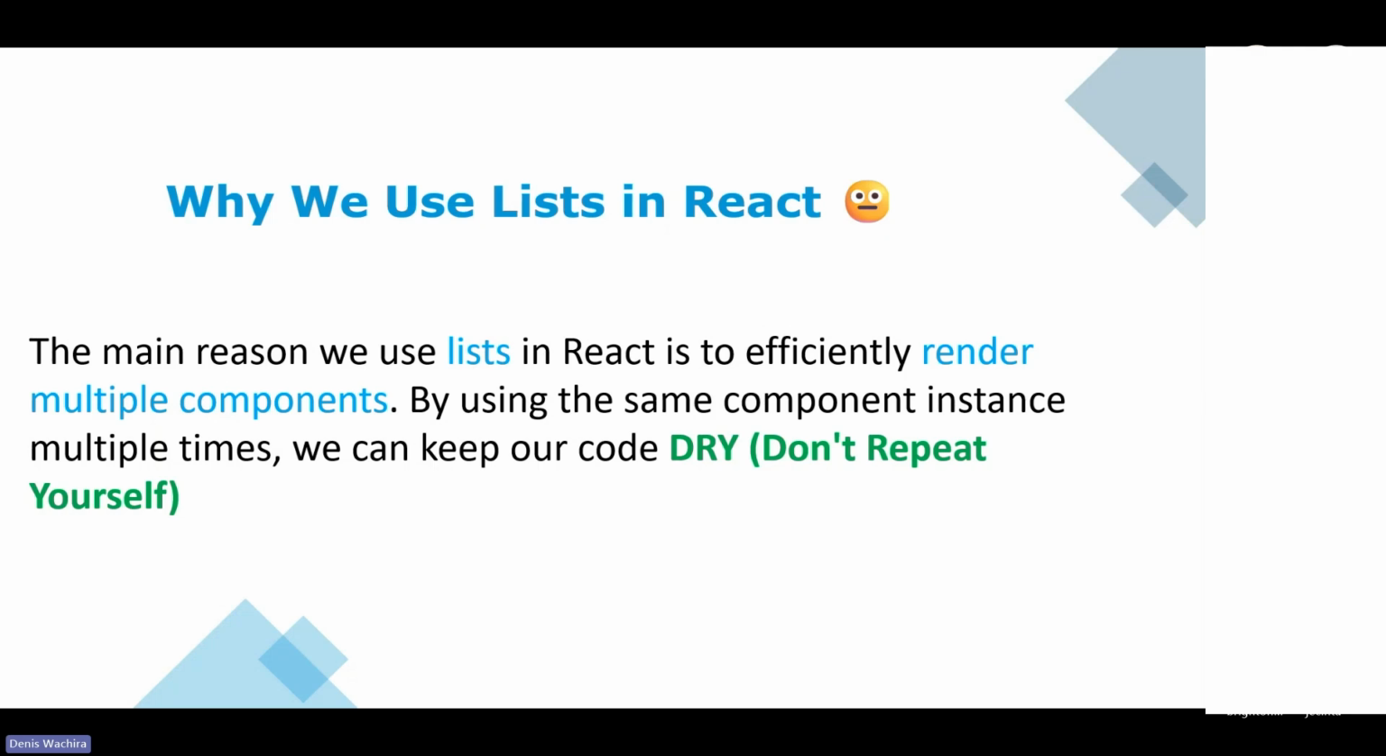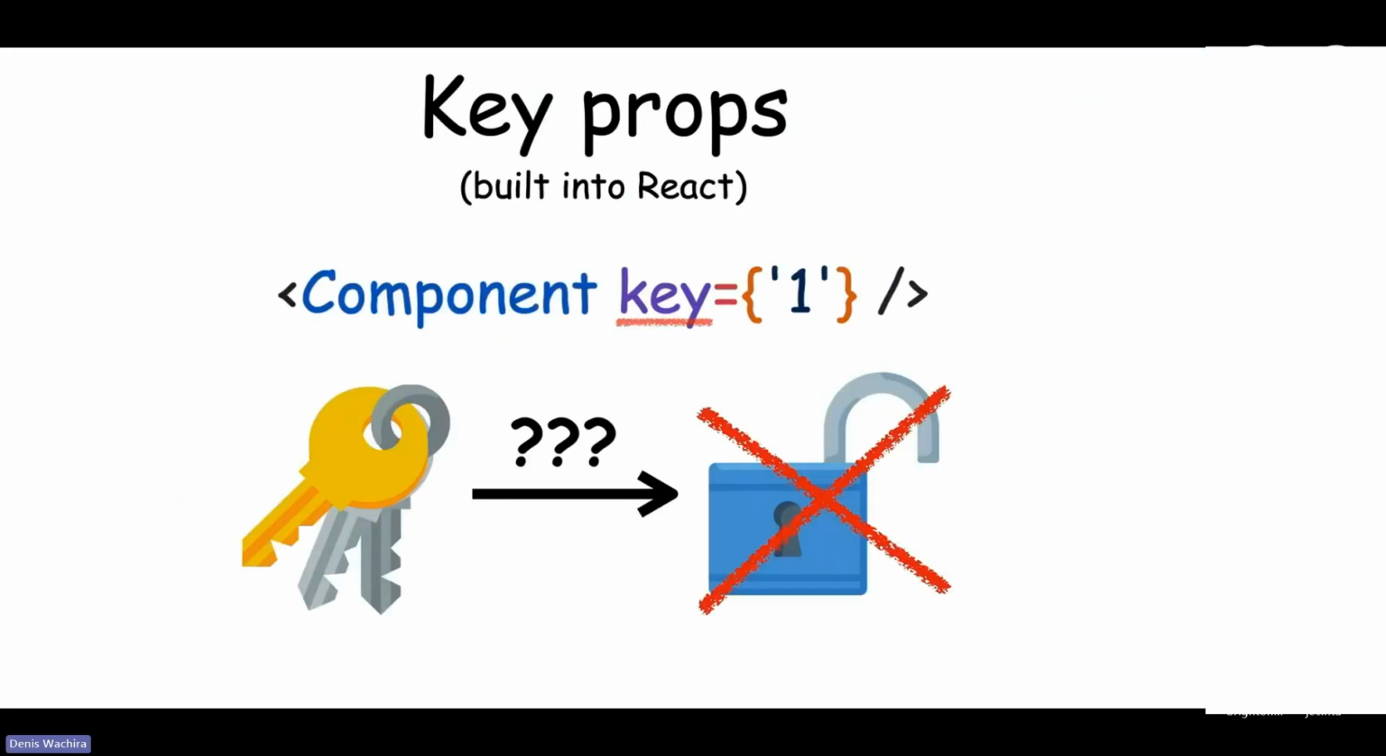So we can keep our code DRY, meaning do not repeat yourself. That is what you are trying to eliminate. You don't want multiple components doing the same thing, when you can define that component once and reuse it. Then when rendering a component, you must have something we call the key prop, or the key, in that component.